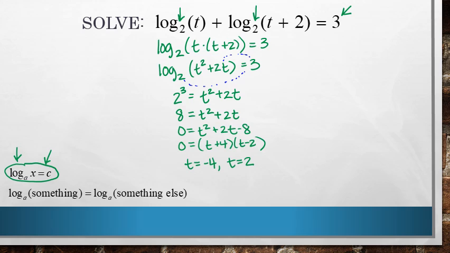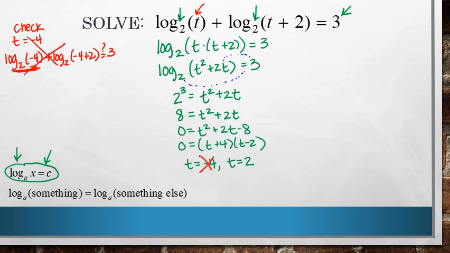So now I need to actually check. So let's check t equals negative 4. When I go back to my original equation, I have log base 2 of negative 4 plus log base 2 of negative 4 plus 2. Does that equal 3? Well, right off the bat, I see an issue. We're taking the logarithm of a negative number. You can't do that because, again, the domain of logarithms is whatever you're taking the argument of must be greater than 0. So right off the bat, this is undefined. So t equals negative 4 is not a solution. So that means that it was one of our extraneous solutions. So that's cut out. Now let's check t equals 2.